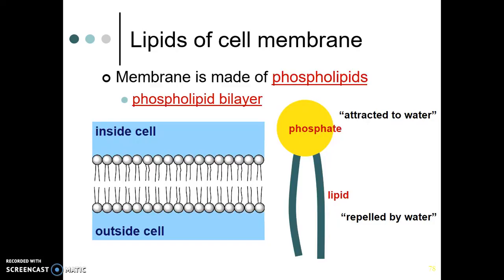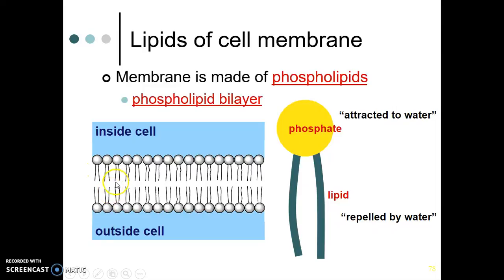So what happens is you get two rows of these phospholipids. Okay? If this area here represents the inside of the cell, which is mostly water, and this is the outside of the cell, which is mostly water, what we can do with these phospholipids is we can make two rows where you put the heads pointing towards the inside of the cell and the other row of heads toward the outside of the cell, because they like water, so they'll interact with the water inside and outside the cell.